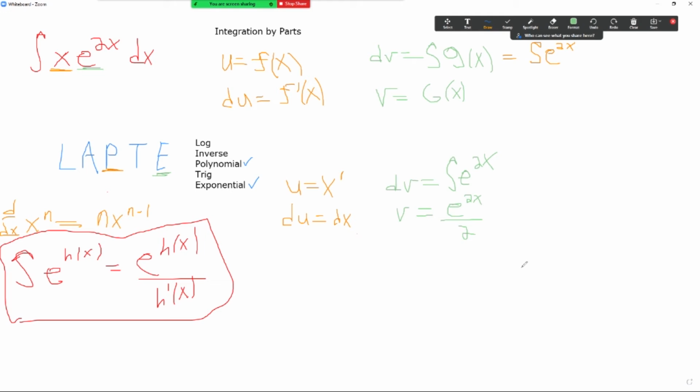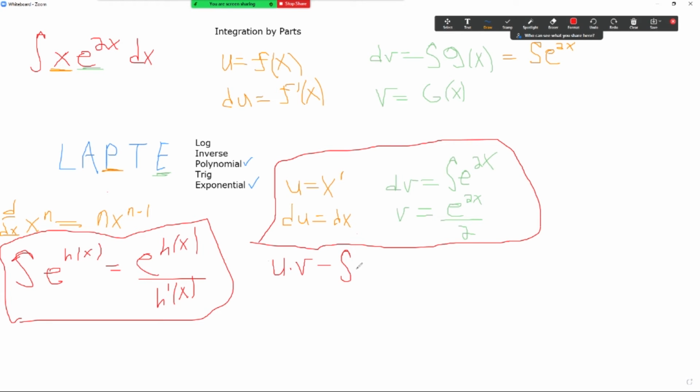And now the definition of integration by parts: when we want to write integration by parts, it's always written in this form. So it's always u times v minus the integral of v du. So let's put a little red line over this, put this in a box.